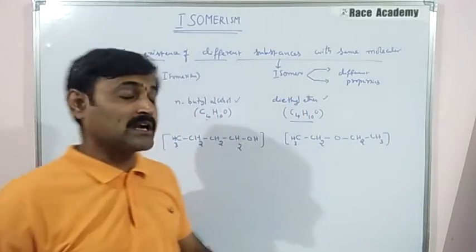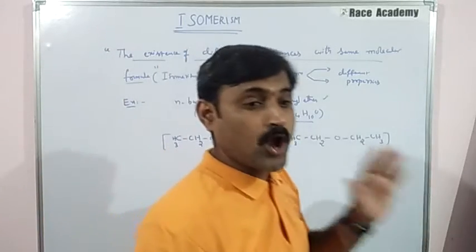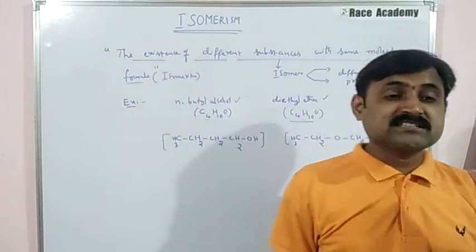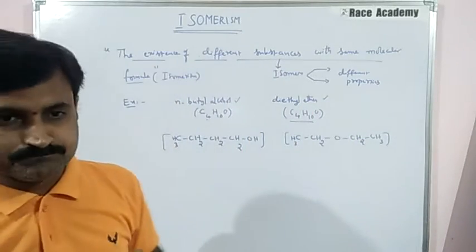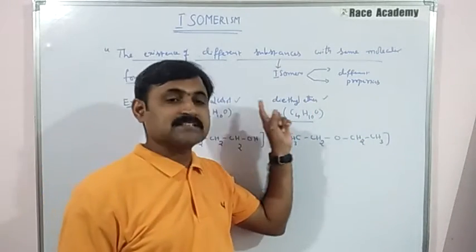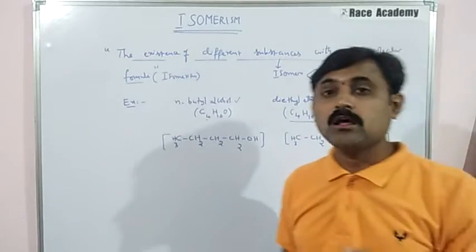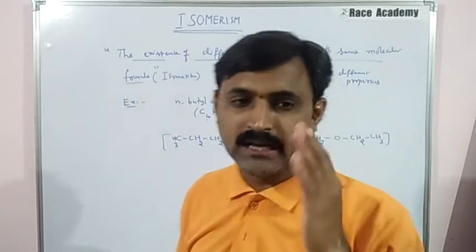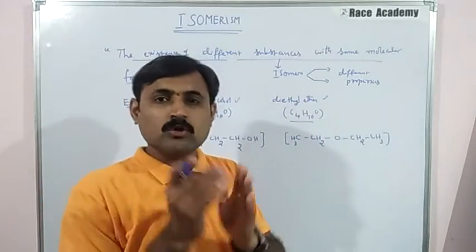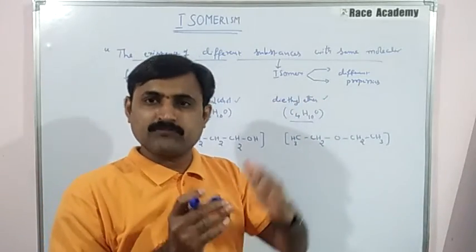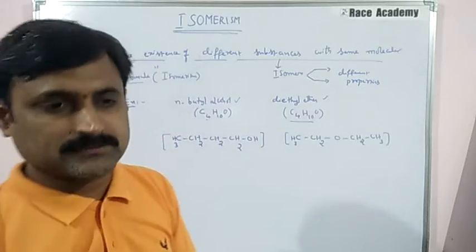Once again I will revise the isomerism definition. Isomerism is nothing but the existence of different substances with the same molecular formula. And those different substances that have the same molecular formula we call isomers. What are isomers? What is isomerism? We have observed: isomerism is a phenomenon and the substance is called an isomer.